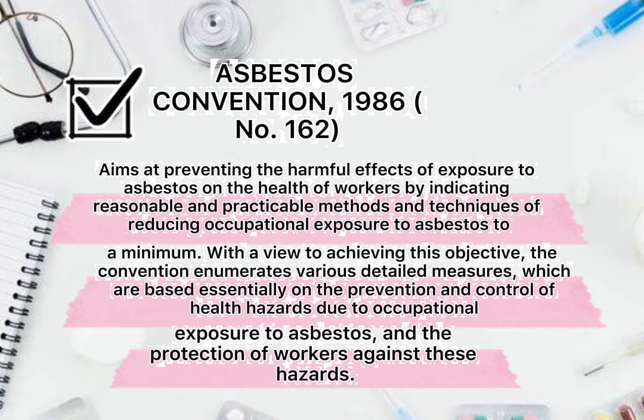Asbestos Convention aims at preventing the harmful effect of exposure to asbestos on the health of workers by indicating reasonable and practicable methods and techniques of reducing occupational exposure to asbestos to a minimum. With a view to achieving this objective, the convention enumerates various detailed measures which are based essentially on the prevention and control of health hazard due to occupational exposure to asbestos and the protection of workers against this hazard.